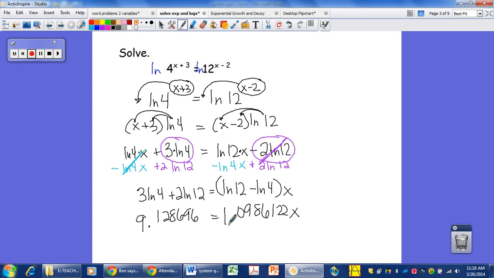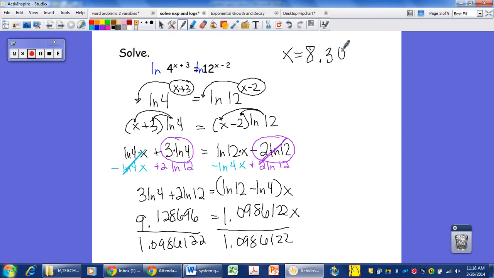So now if I want to solve this, I have to divide both sides by my 1.0986122. Dividing over here, likewise, 1.0986122. My calculator says that the answer is 8.309. So a little bit more involved when we have two exponential expressions and they both have variables in their exponent.